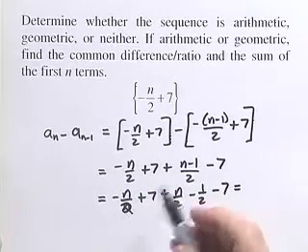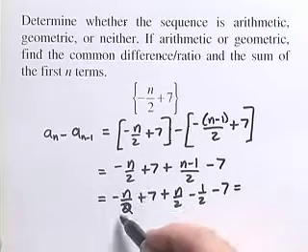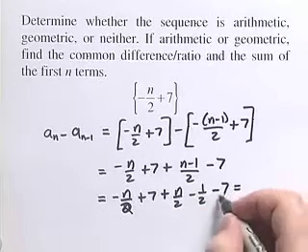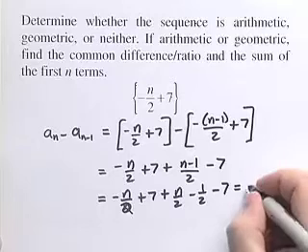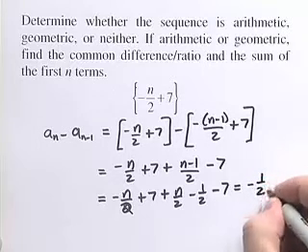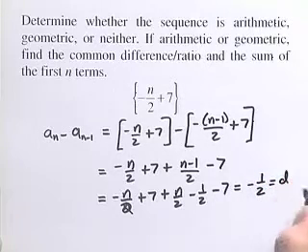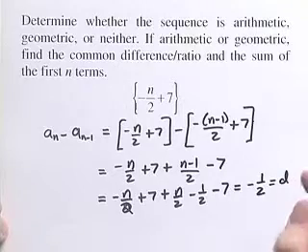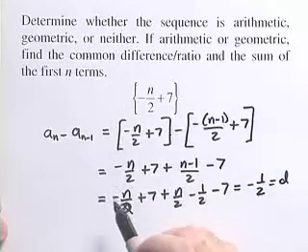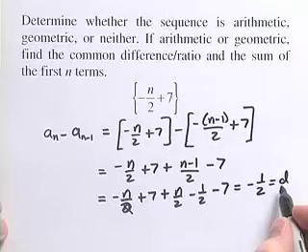So negative n over 2 plus n over 2, those are going to cancel. And we have 7 minus 7, those are going to cancel. We end up with negative 1/2. And that's going to be our common difference d. So this is an arithmetic sequence because we have a common difference.